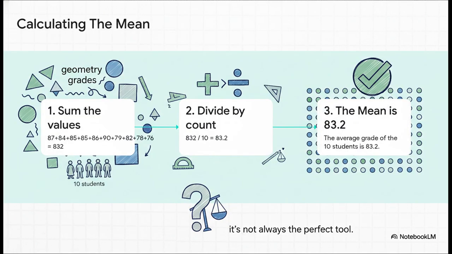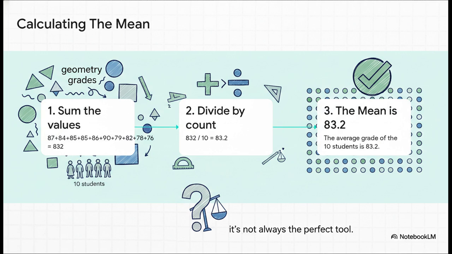So let's see it in action with some student grades. It's super simple, really. You just add up all the scores, which gets us to 832. Then you divide by how many scores there are, in this case, 10. And boom, the mean is 83.2. So this one number tells us the typical student is getting a solid B. Seems straightforward, right? Well, there's a catch.